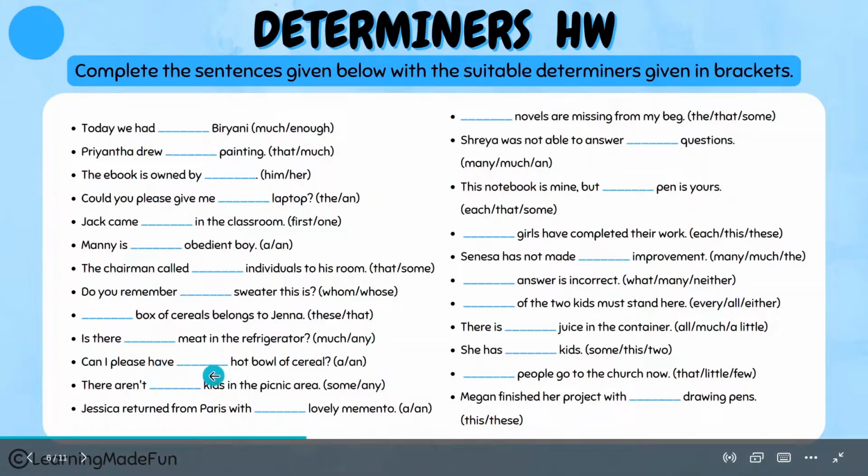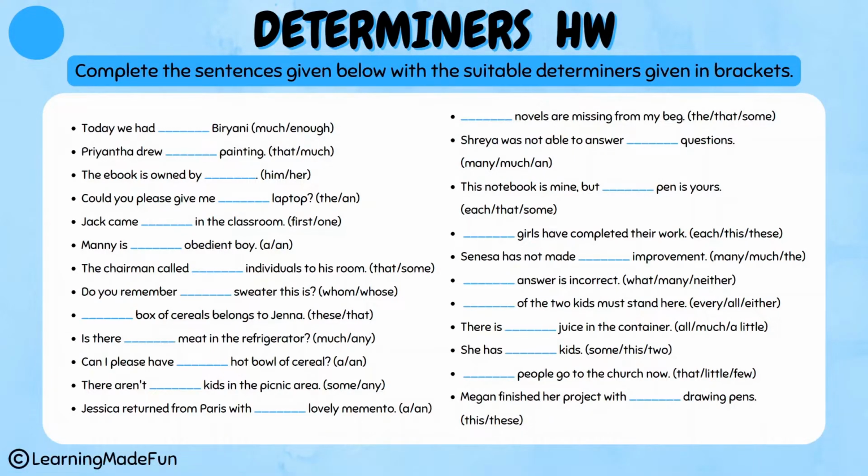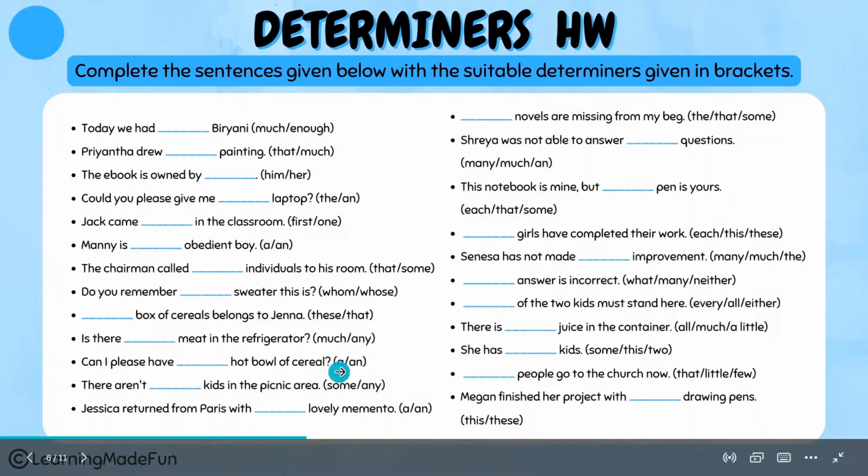Can I please have a or an hot bowl of cereal? So remember that trick I told you? You look at the first letter on the right. So is it a vowel or a consonant? It's a consonant. H is a consonant, so we use a. Can I please have a hot bowl of cereal?